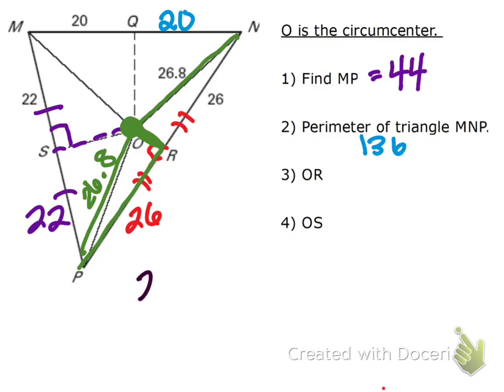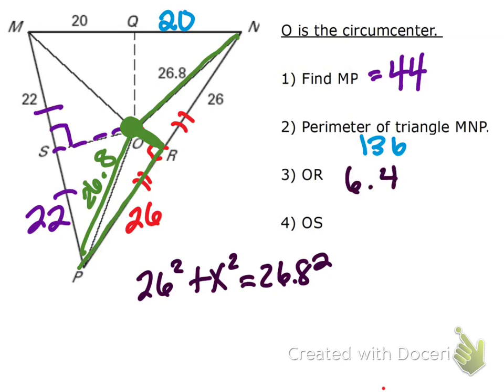I would have 26 squared plus x squared equals 26.8 squared. Just to save a little bit of time here, I'm just going to tell you that OR would come out to be 6.499.